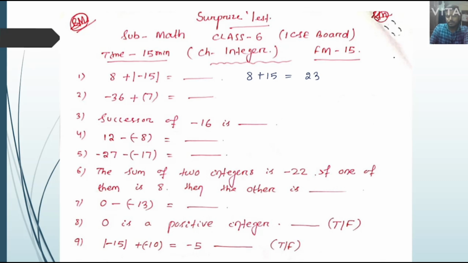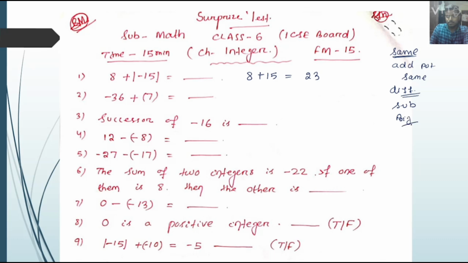So first you remember that there are two rules. First is same sign, another is different sign. If the same sign, then first you add the numbers and put the same sign. Okay, when the signs are different, then first you subtract. Okay, now then put the bigger number's sign.